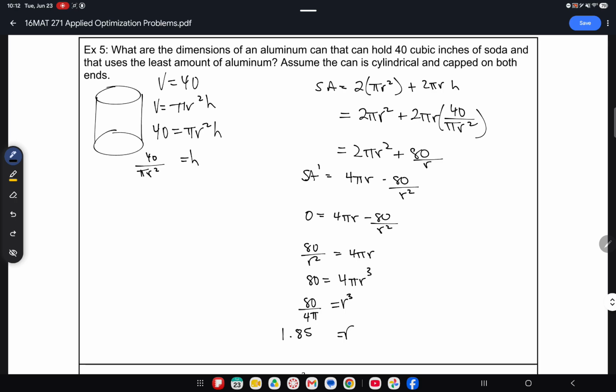And then what all did we want? The dimensions. All right, so we have a radius of 1.85. And then we need a height. So the height is that 40 over pi r squared. So 40 over pi and 1.85 squared. Let's see what that is. 40 divided by pi times 1.85 squared. Going to give me about 3.72. So that's my height.